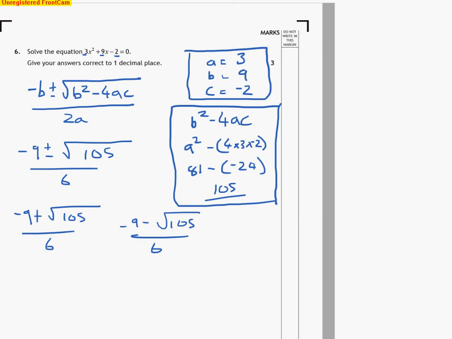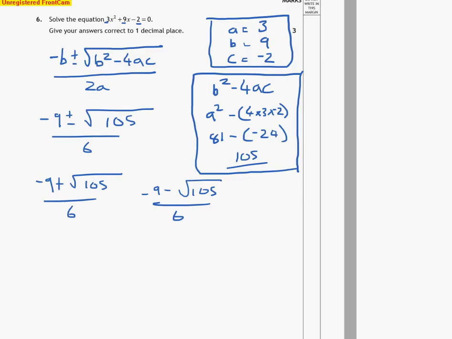So on the calculator, minus 9 plus the square root of 105 divided by 6. I just put the top bit in a bracket, do minus 9 plus root 105 in a bracket, then divide by 6, just in case your calculator, if you don't do that, does minus 9 and then adds the root 105 divided by 6 as a separate bit. So just watch, this is getting used to your calculator. I like to just do that, that's kind of how I roll with it.